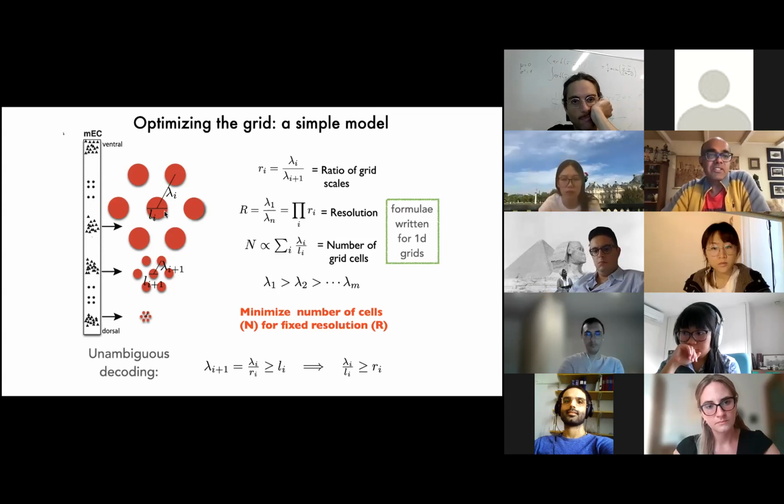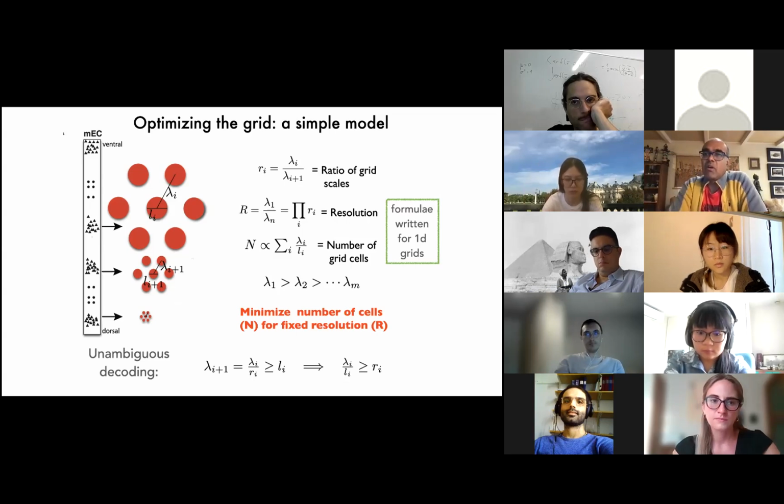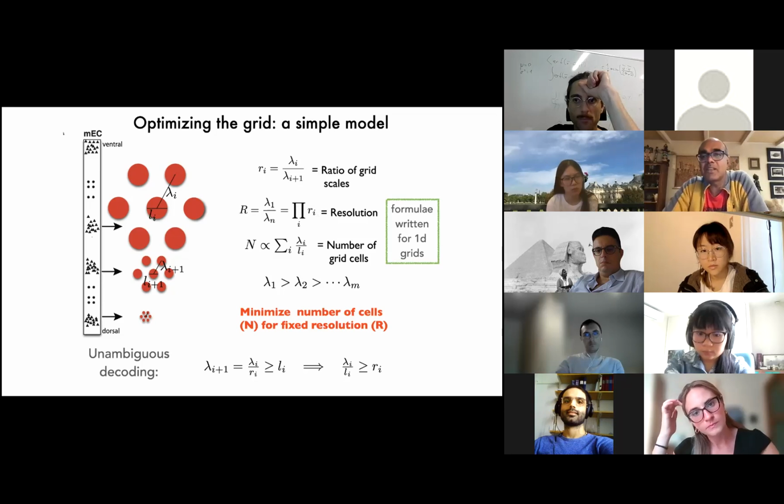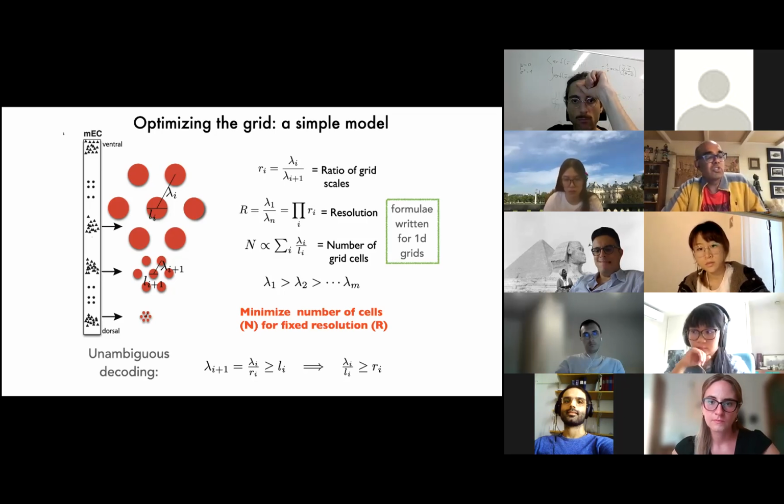Now, the parameters we're interested in are the ratios of the periods at each scale. So I can write R_i to be the period at one scale divided by the period at the next scale. So that's the way I'm going to write it down. Okay. Now, one constraint we have is the resolution of the grid. So what's the resolution supposed to quantify? It's supposed to quantify how many pieces I can break the room into. That tells you how finely you can resolve the room. So that should be something like the largest period divided by the smallest period. And this is a product of these ratios of grid scales. Because that's a telescoping thing, lambda 1 over lambda 2 times lambda 2 over lambda 3, et cetera, gives me lambda 1 over lambda n. And that's the resolution. And this number, the resolution, should stay fixed.